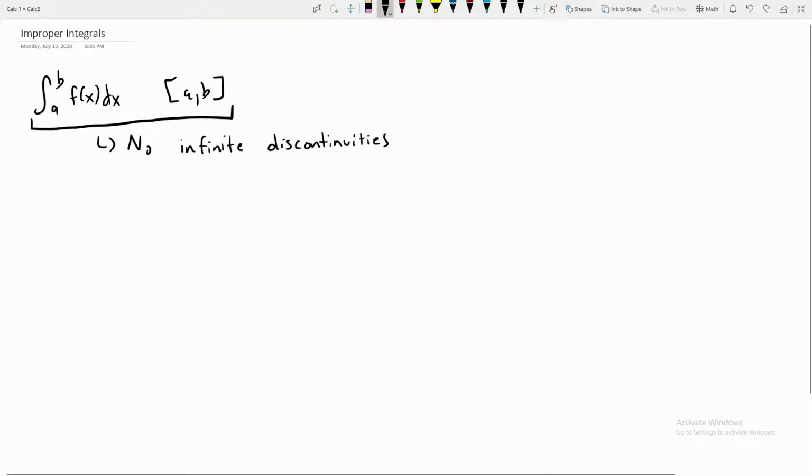So there are functions that aren't continuous on certain intervals. Maybe at the endpoints a and b, they aren't continuous. So how do we deal with them? The starter definition that I'm going to give you of an improper integral: an improper integral is basically an integral that has infinite discontinuities. And we'll see later on in the lesson what I mean by that.